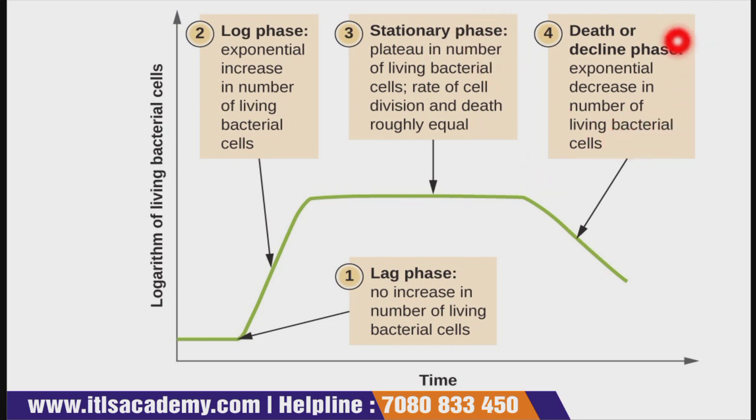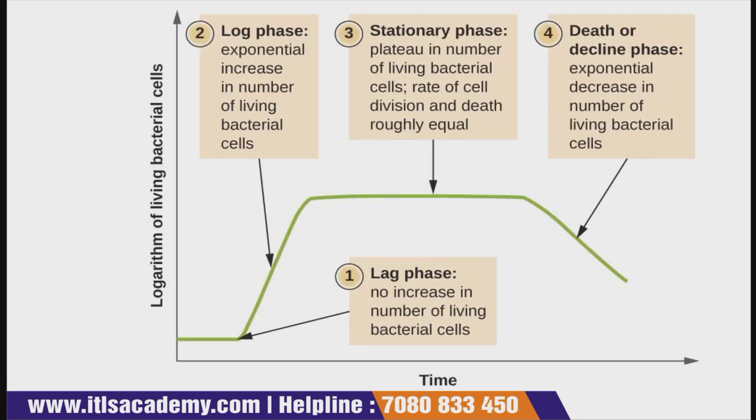Then comes the death phase, that is an exponential decrease in the bacterial cells. Why? Because here all the nutrients, oxygen, pH, everything is changing. Oxygen and the nutrients are depleting themselves. So that is the reason no further exponential growth is possible. Only bacterial cells are dying and there is no further regeneration.